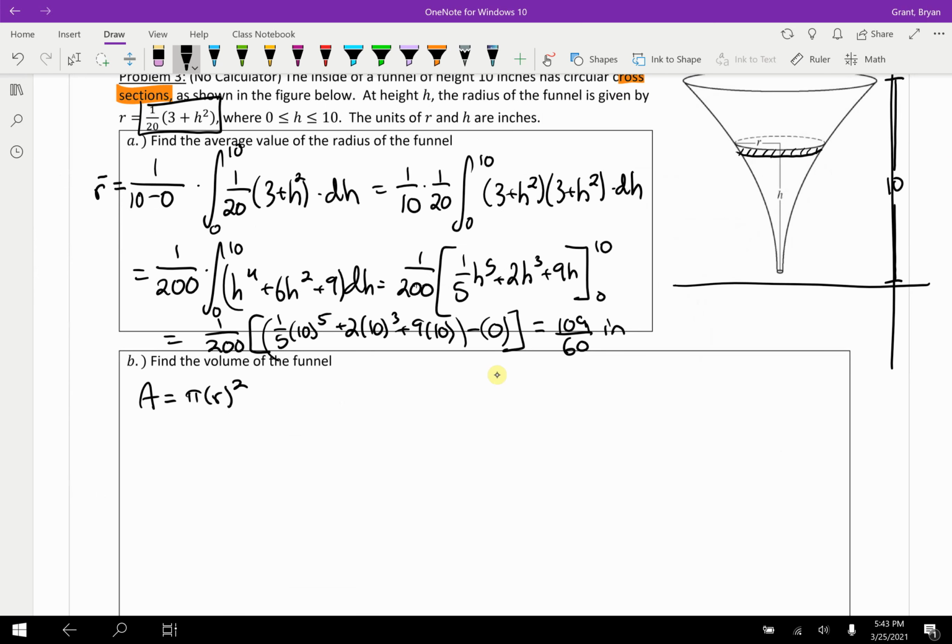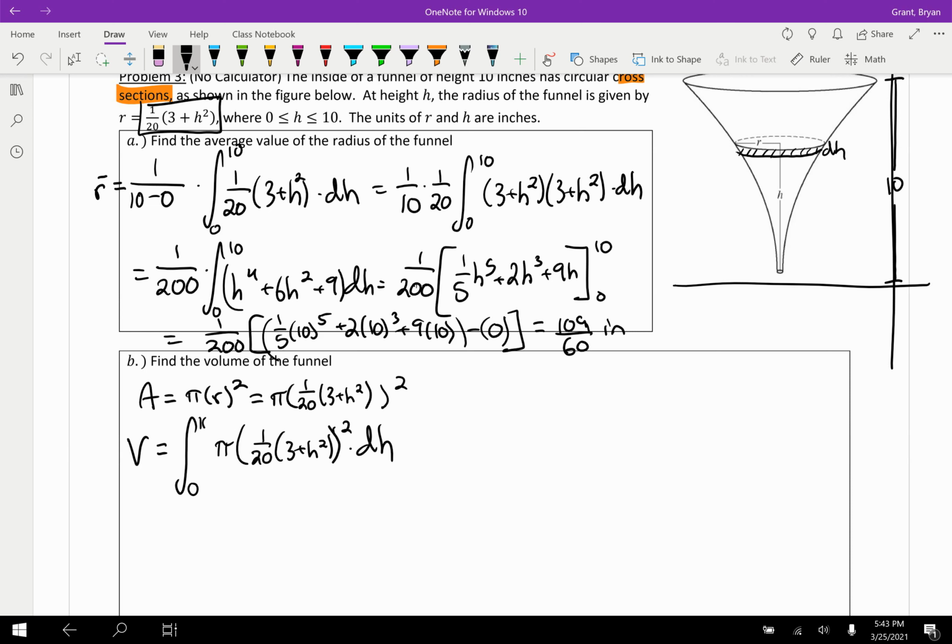So this little bit here is dh, which tells us we need an area that only uses h. But we know h. h is 1/20th, 3 plus h squared. That's the same thing as a radius. If we want volume, volume is going to be pi times 1/20th, 3 plus h squared, squared times dh. But that's only a single disk or cross section. We need to sum up all of them. So we're going to sum all of them up from, we're along the h-axis, so from 0 to 10.